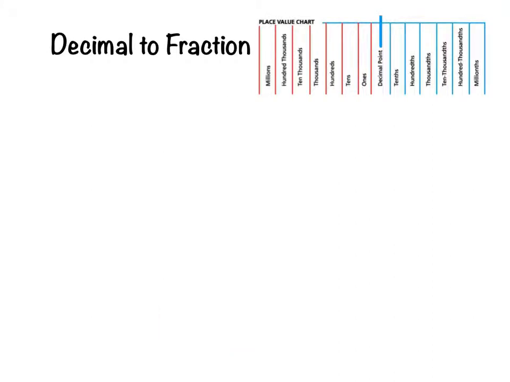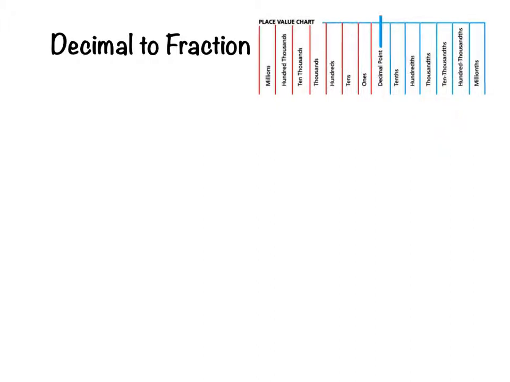Our first scenario is decimals to fractions. One thing you must know for this is you need to review your decimal place values. If you look up here at the chart, after the decimals we have tenths, hundredths, thousandths, 10,000ths, 100,000ths, and millionths. Most likely we're going to be dealing with our tenths, our hundredths, and our thousandths.